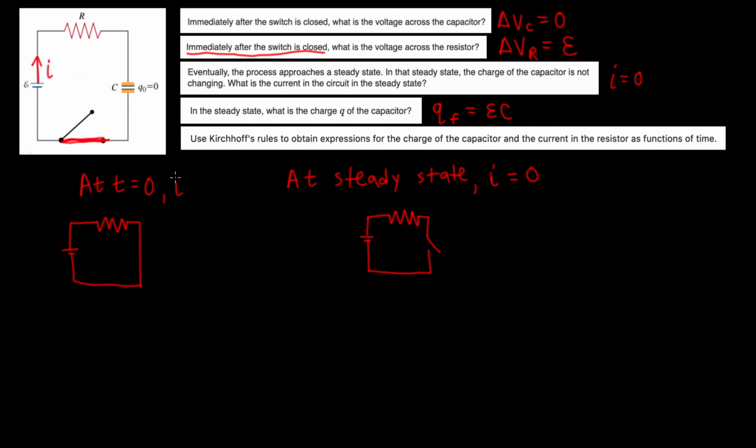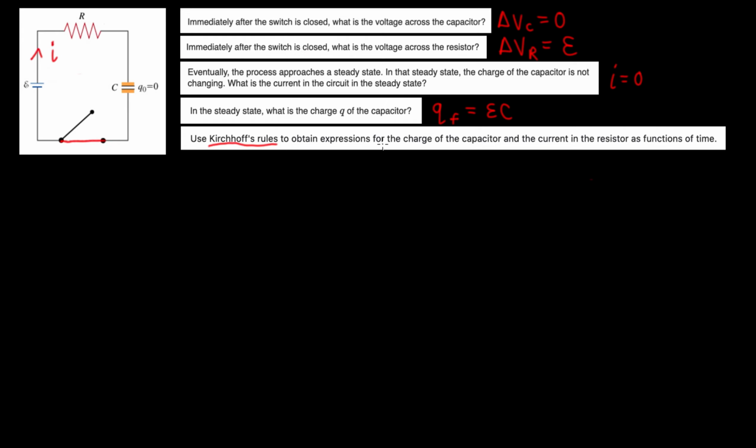And the current at steady state is 0, and that means that the current at time equals 0 is when the current is at its maximum value. So the current is at its maximum value at time equals 0, and then it diminishes, or it decreases, as it approaches steady state, because at steady state the current is equal to 0.